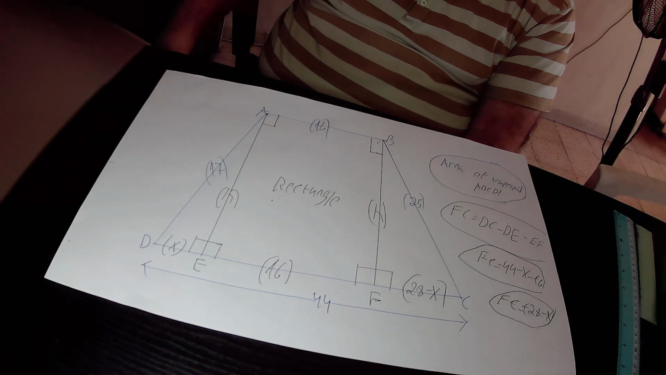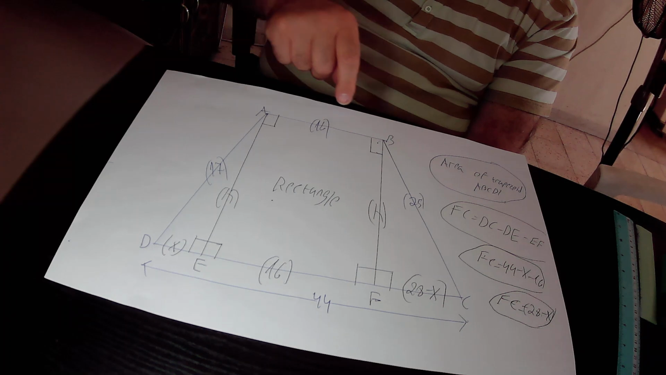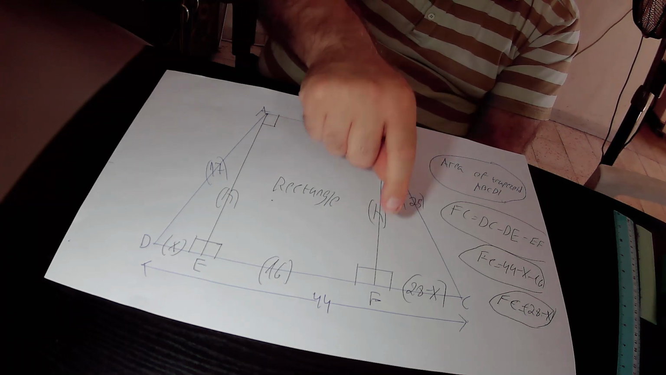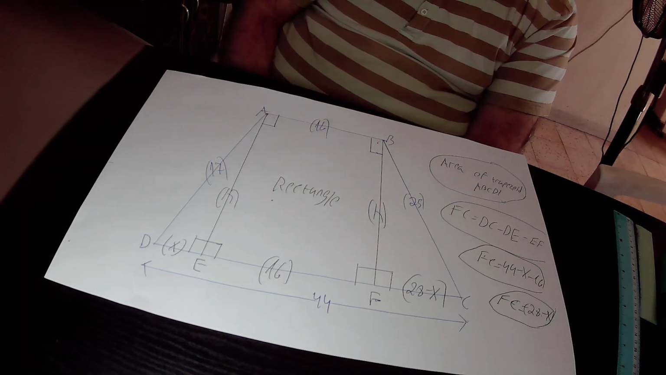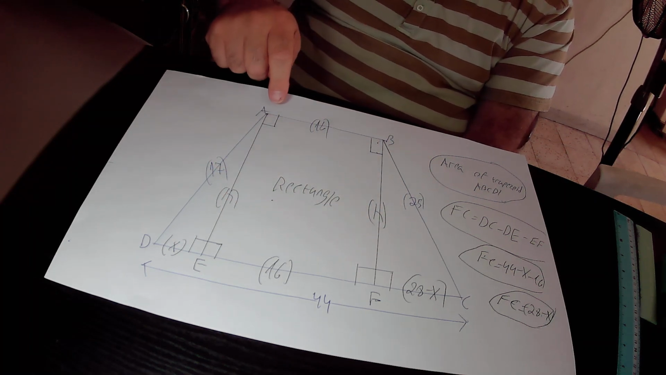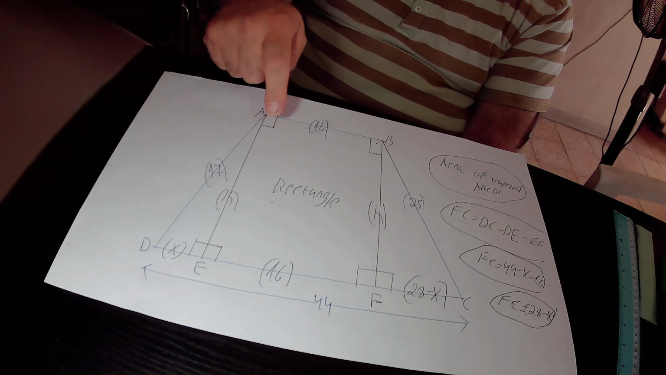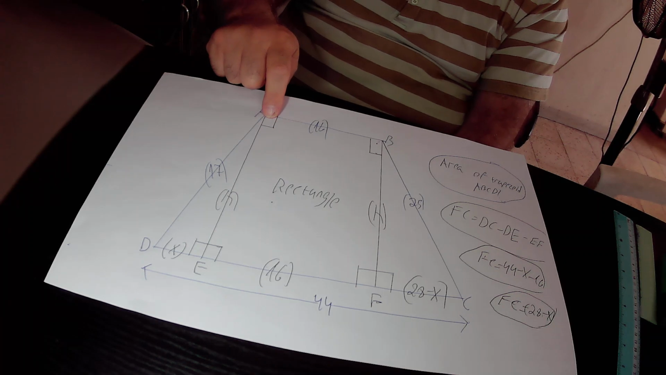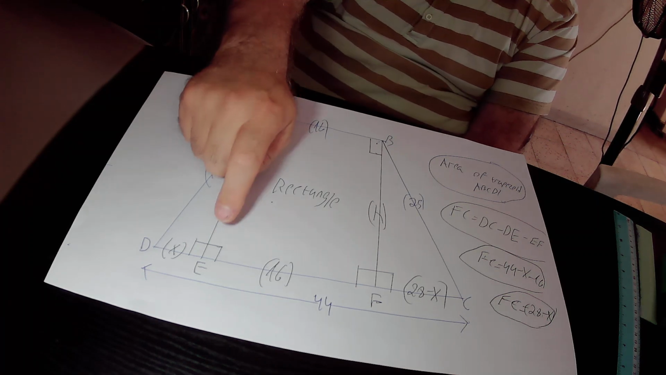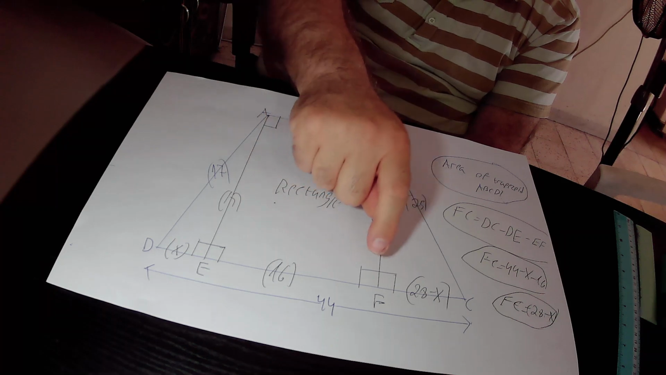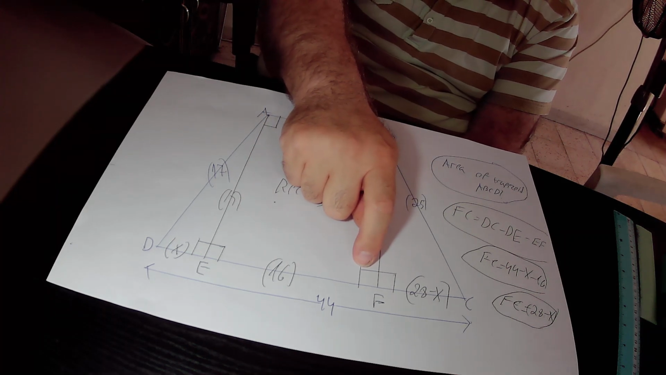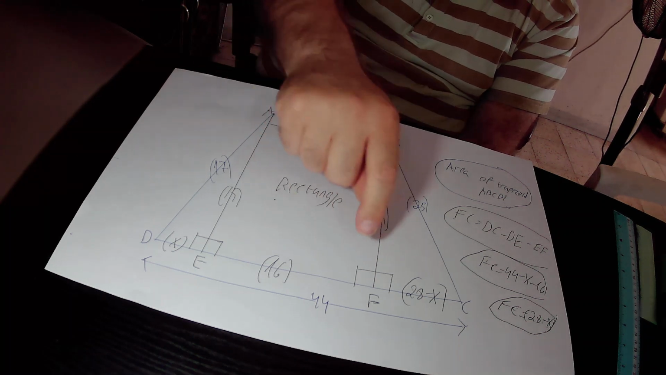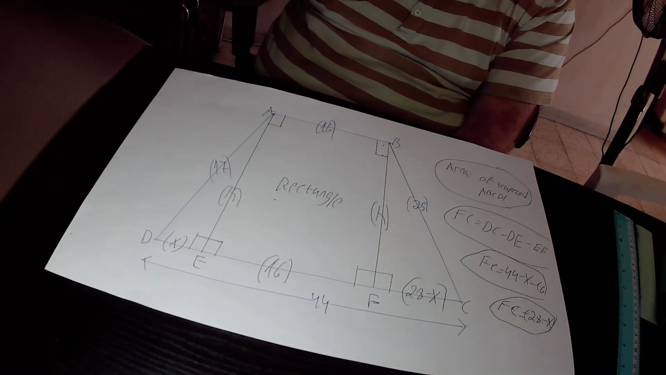So actually, inside quadrangle ABFE, we have 3 right angles. This angle equals 90 degrees according to rule 16. This angle equals 90 degrees according to our construction. This angle also equals 90 degrees according to our construction. So in total, in quadrangle ABFE, we have 3 right angles. The sum of 3 right angles is 270 degrees.